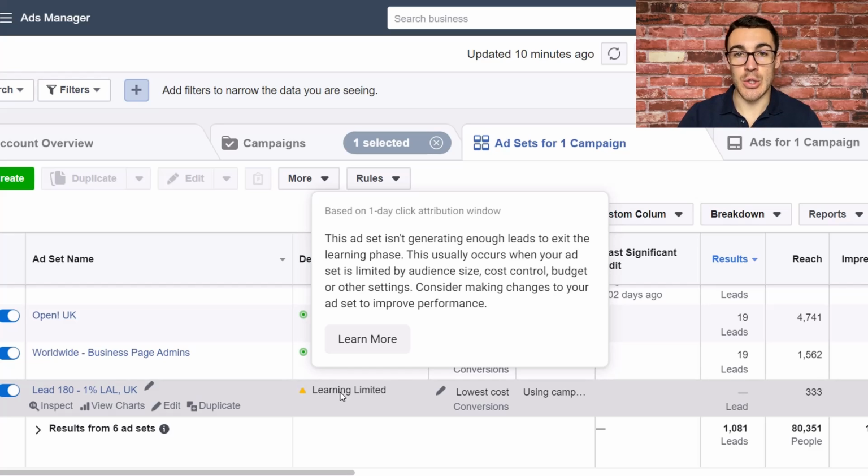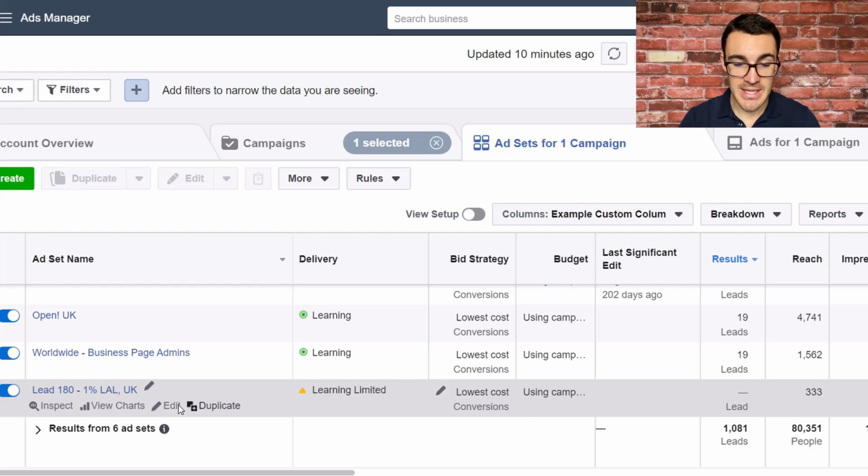Always look at your primary metric. So if, for example, you're seeing in results here, this ad set here, for example, is learning limited because it's had 0 leads out of this campaign's generated over 1,000 leads. No leads have been generated in this ad set.